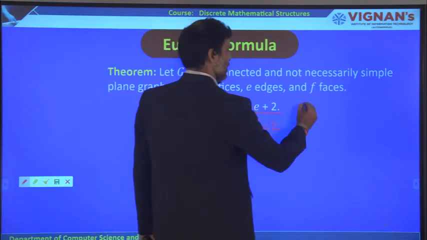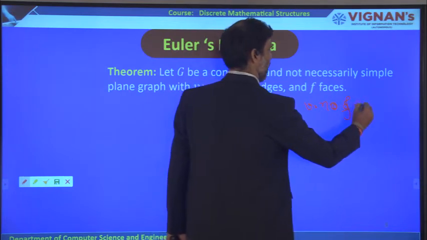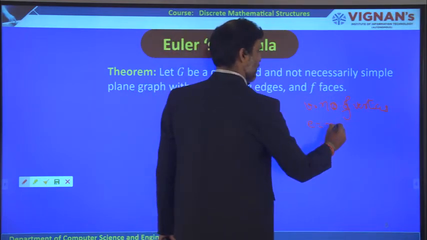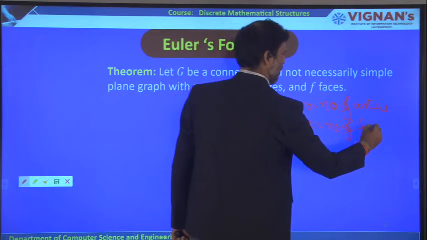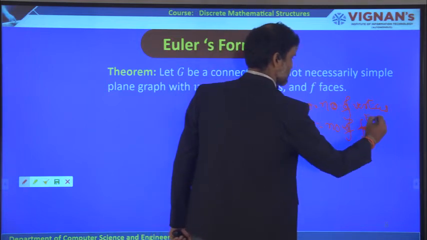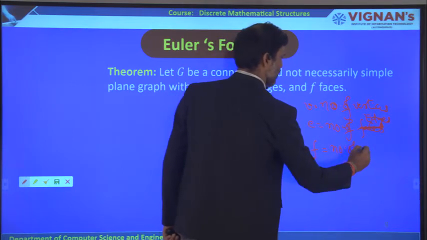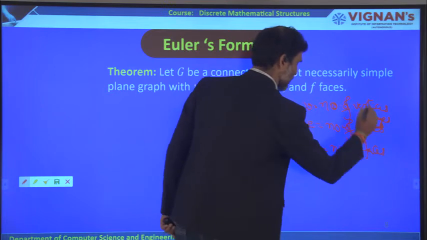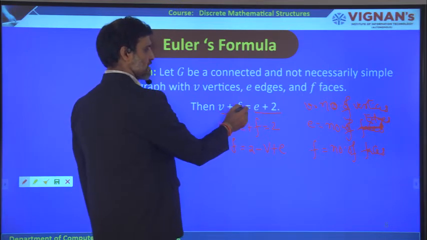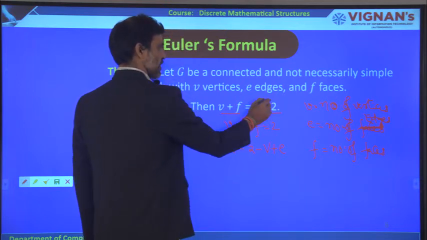What do you mean by v? V indicates the number of vertices of the graph. Here v indicates the number of vertices, e indicates the number of edges, and f indicates the number of faces, or number of regions, however we want to call it. So the sum of the vertices and the faces is equal to the number of edges plus 2.